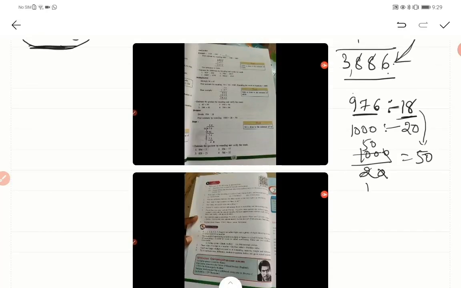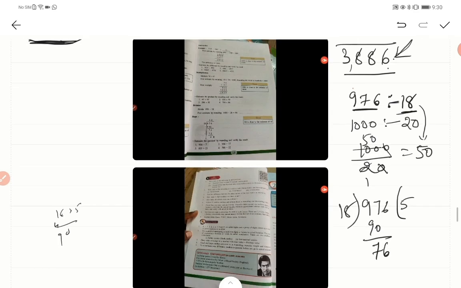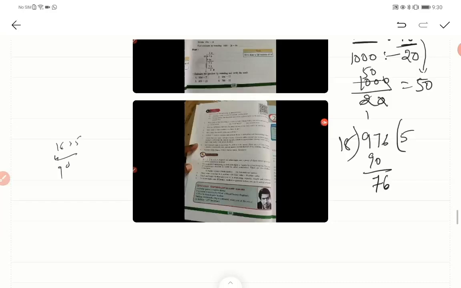Now do the actual calculation. Okay, so 976 is divided by 18. 18 into 5, 90. Yeah, 18 fives are 90. So you have 7 here as remainder, and take 6 down. So 18, how much will you get nearest? 18 fours are 72. Okay, so your remainder is 4.